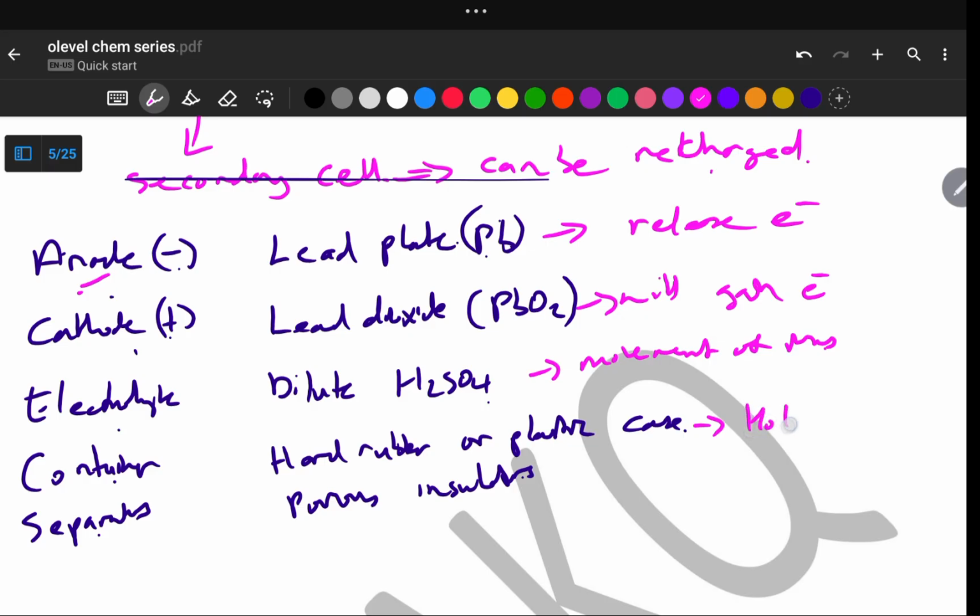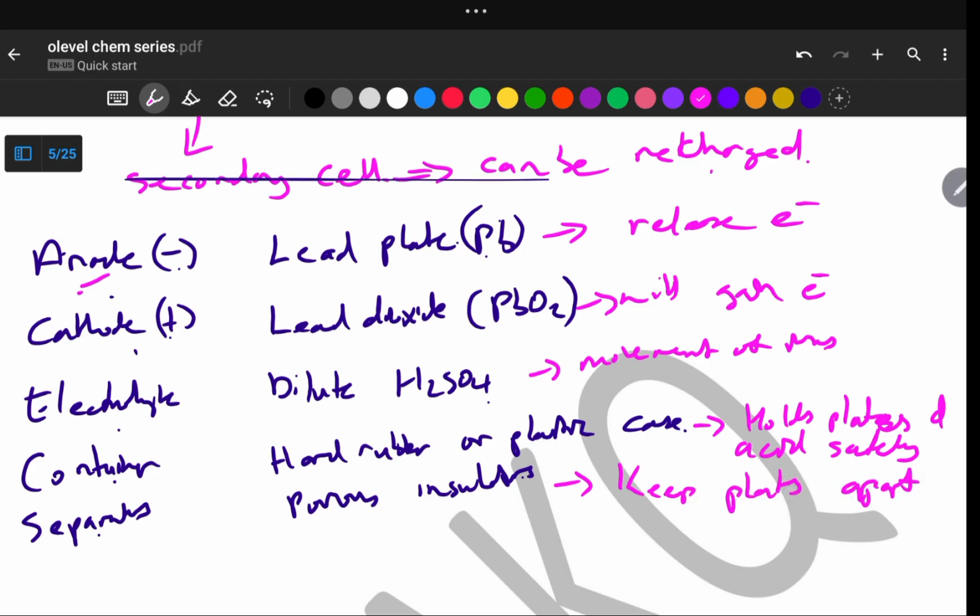And then the container, this rubber plate, will hold the plates and the acid safely. And then we're going to have the separators, so they will keep the plates apart, but they will let the ions pass, right? So this is what you need to know.